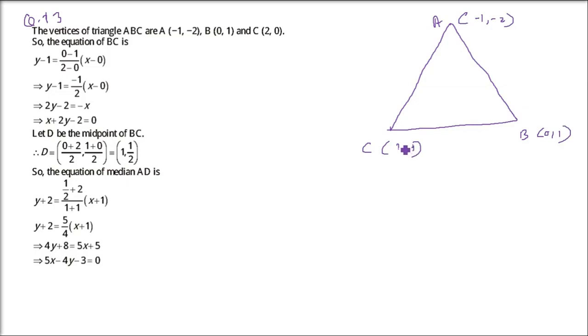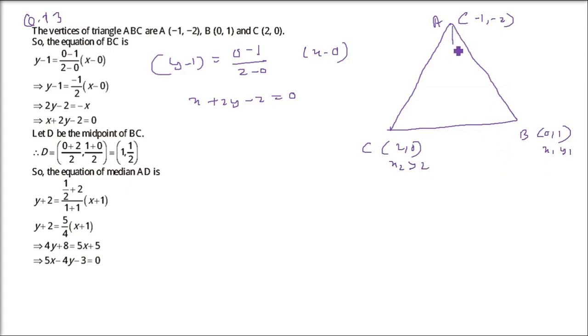First thing is the equation of side BC. That is pretty easy. You know x1, y1, x2, y2. So just take this as x1, y1 and take this as x2, y2. So y minus y1, y minus 1 equals (y2 minus y1) over (x2 minus x1) times (x minus x1). So x minus 0, y2 minus y1, 0 minus 1, by x2 minus x1, so 2 minus 0. When we solve this, I hope you will be able to do it. The equation will be x plus 2y minus 2 equals 0. This is your equation.